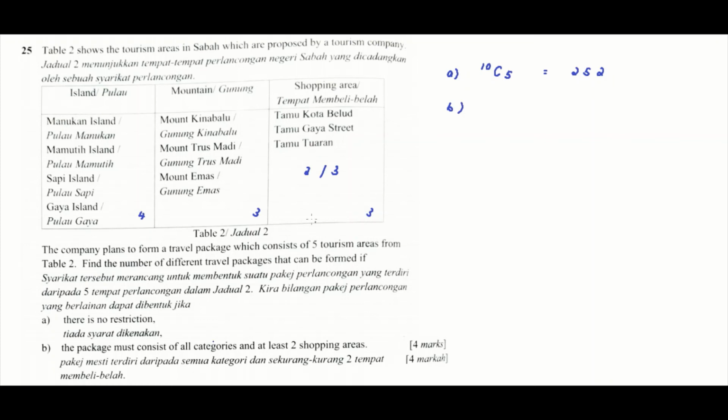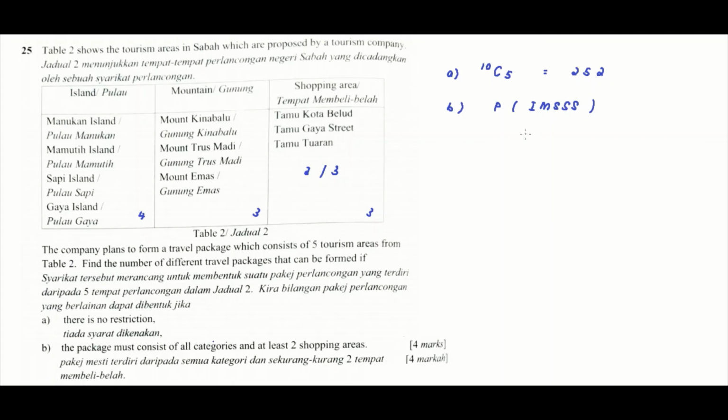Okay, so let's start with the first one. If it consists of all categories, which means I will have 1 island, 1 mountain, and 3 shopping areas. You get what I mean, right? Because I can have at least 2 shopping areas. So one of the scenarios is 1 island, 1 mountain, and 3 shopping areas.